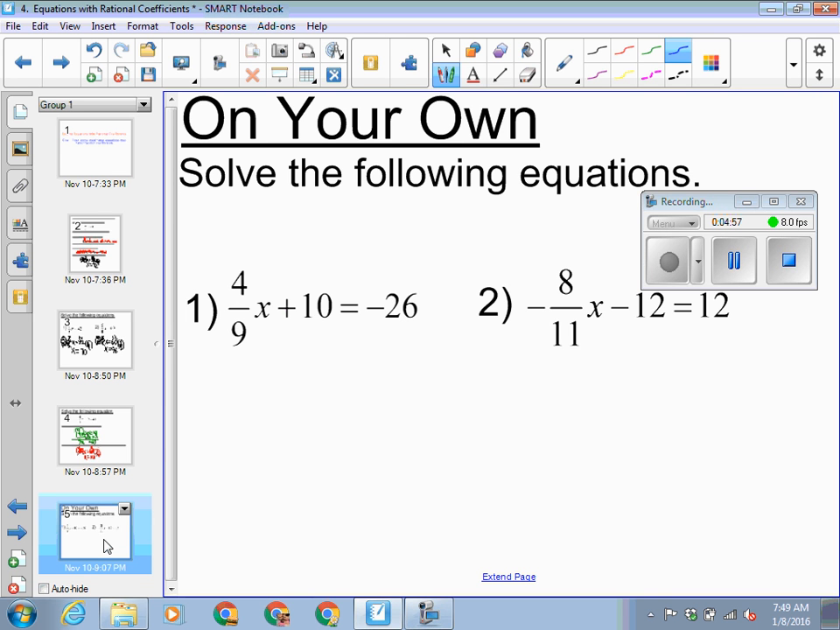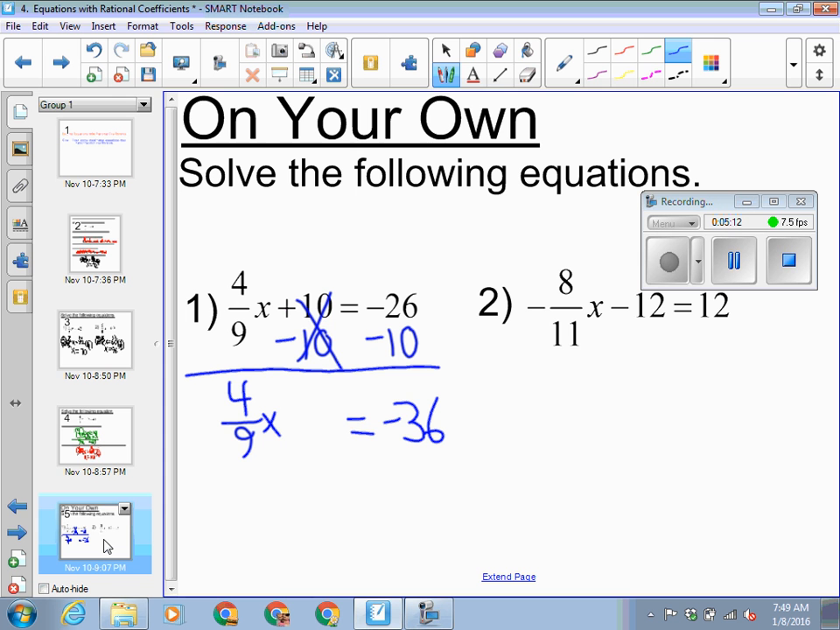First one, we start by getting the 4/9 x by itself. That is our goal. Do that by subtracting 10. That goes away. Negative 26 minus 10 gives us negative 36. And now our next step is to multiply both sides by the reciprocal. These factor out. 36 and 4, we can divide both by 4 to give us 9 over there. 9 times 9 is 81, which is the value of x.